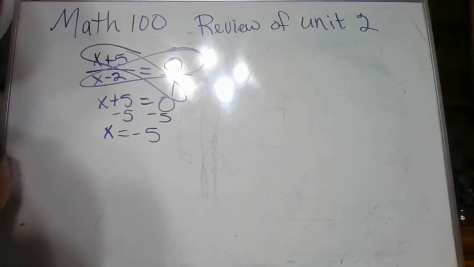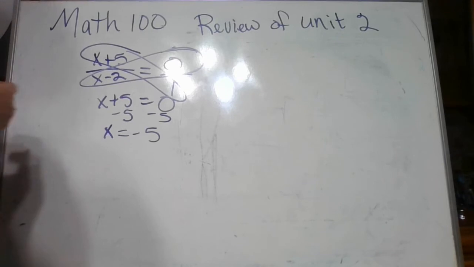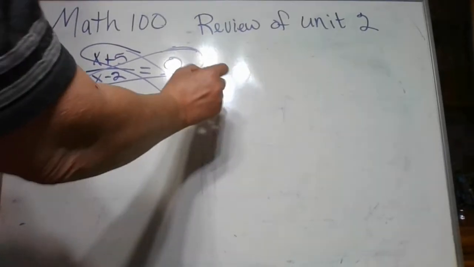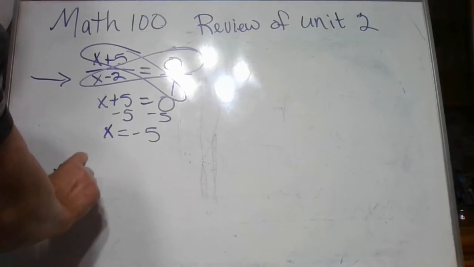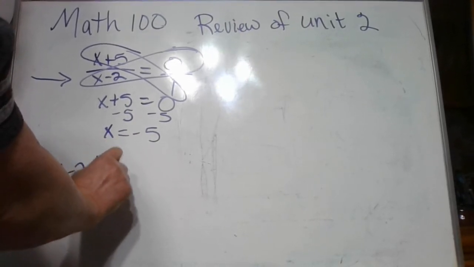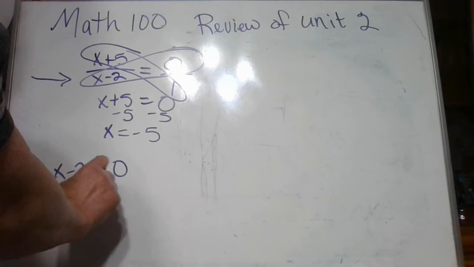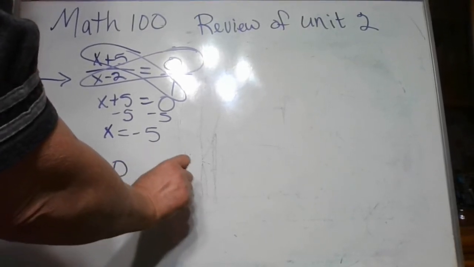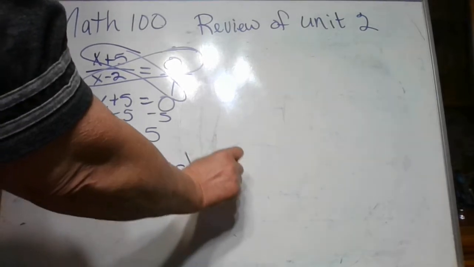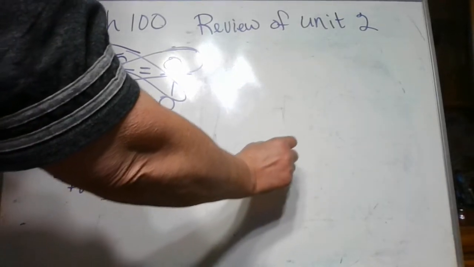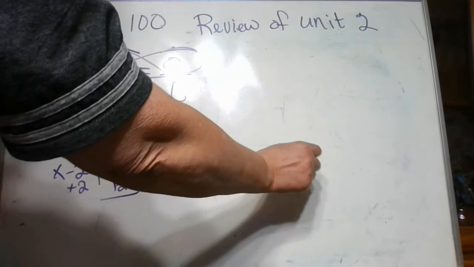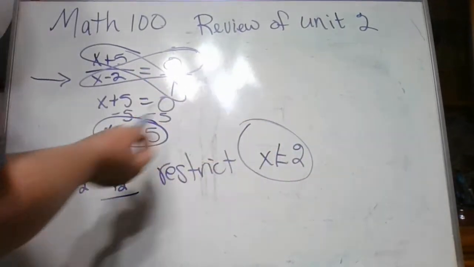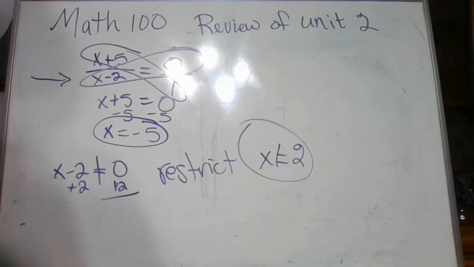Now, does that have any restrictions? Yes, it does. Right here, x minus 2 cannot equal 0. So when I add 2 to both sides, I end up with my restriction being x cannot equal 2. So your answer is negative 5. Your restriction is x cannot be equal to 2.